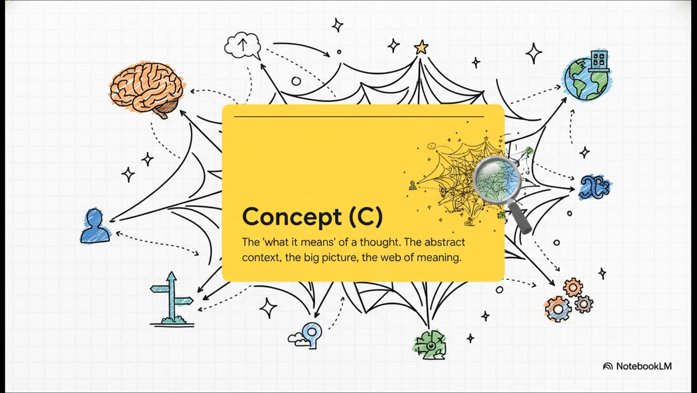And the final piece of the puzzle is the concept, or C. This is the big picture stuff, the so what. It's the abstract framework that gives all your thoughts context and meaning. It's that web of understanding that connects your new project to your career goals, the company's mission, and everything else.